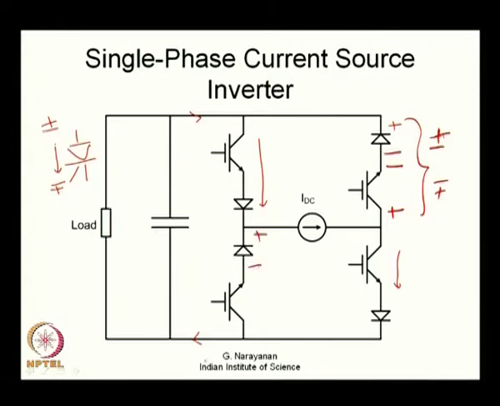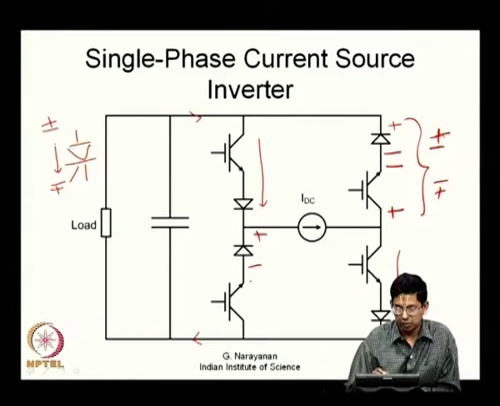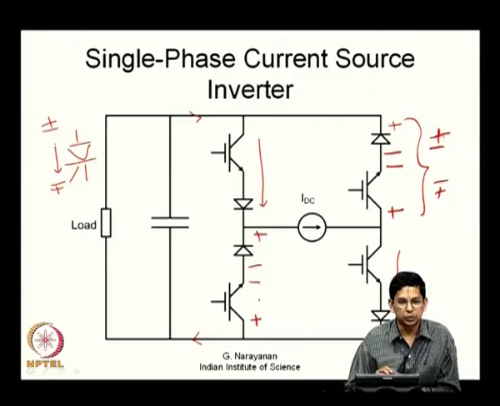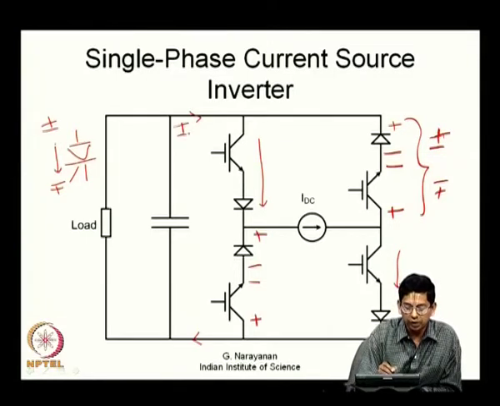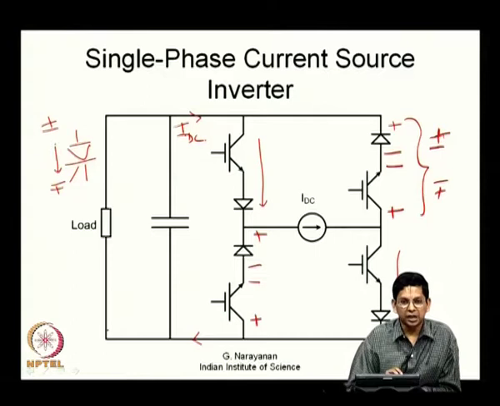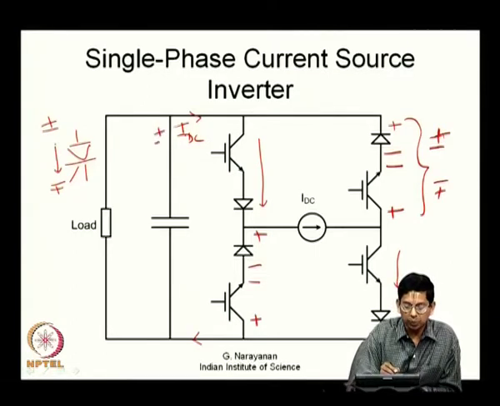This can block a potential of this polarity and this can block a potential of this polarity. Together the series connection of these two switches can block a potential of either polarity. So, now what you have is this switching network can allow a current equal to IDC to flow here. It is not just IDC, it could be minus IDC. So, it can be plus or minus IDC that flows here, and this current can also be 0.